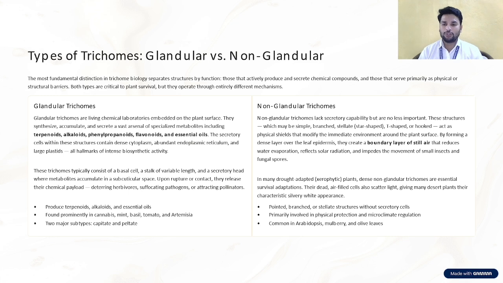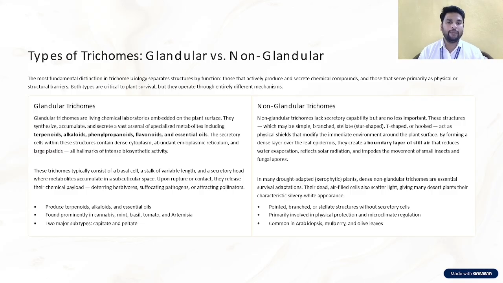So they produce terpenoids, alkaloids, and essential oils. They are found prominently in cannabis, mint, tomato, and artemisia. Two major subtypes of these glandular trichomes are capitate-type trichomes and peltate-type trichomes. Then non-glandular trichomes. Non-glandular trichomes lack secretory capability but are no less important.